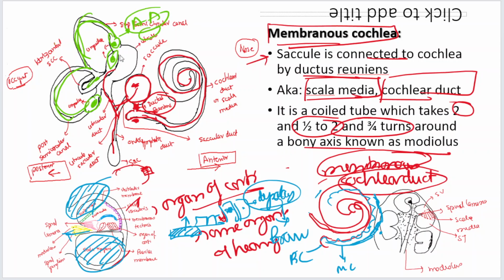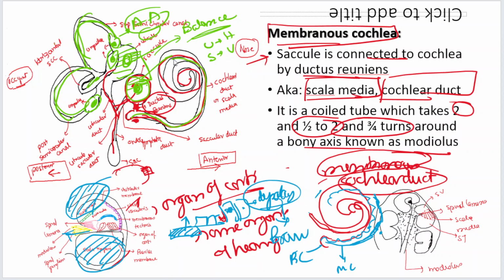Then you have the utricle. The utricle has a sense organ called the macula. Then in front of it, you have the saccule. The saccule also has a sense organ called the macula. The maculae of the utricle and saccule are responsible for balance. We will come to the details in the end, but the utricle is sensing the horizontal movements and the saccule is sensing the vertical movements. After that, we have the membranous cochlea.